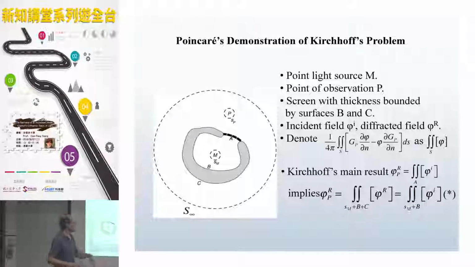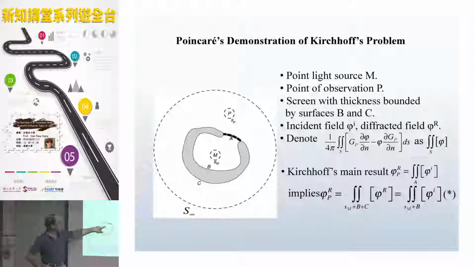And suppose, again, we have incident fields phi I, which come directly from the point source without any obstruction, without any obstacle. And we have the diffracted field phi R, which is the result when we place this obstacle over here, right? So if we remove this, you get phi I. But if you place this back, you get phi R.